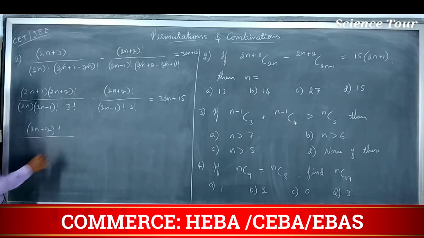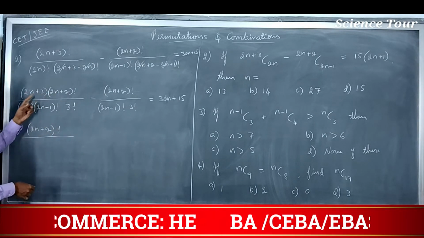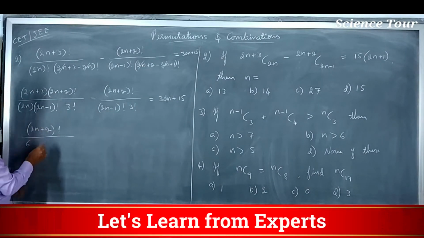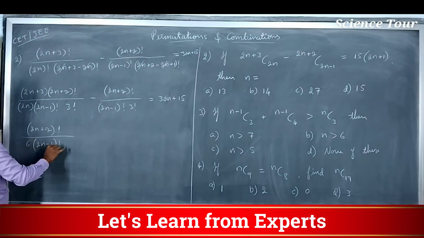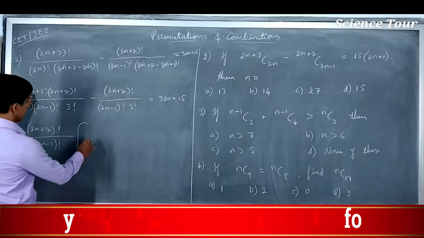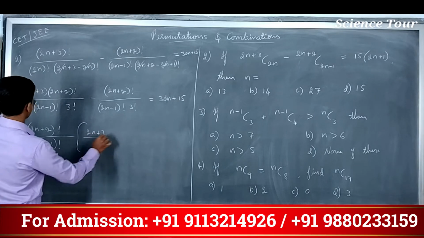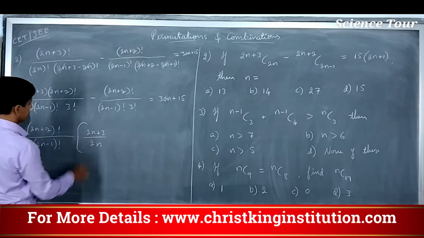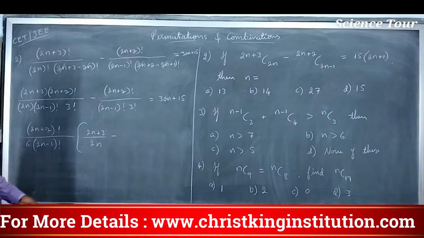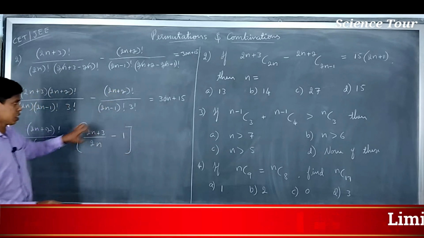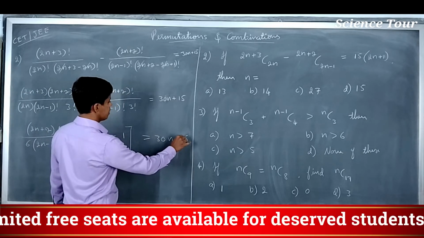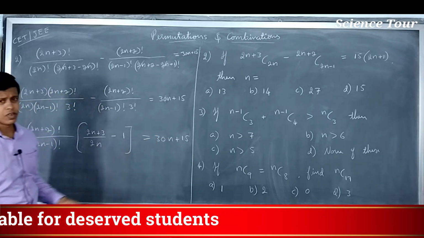Okay. Now, I am taking this common. Let me see what I can do with this later. So, divided by 6, 3 factorial, and then this is (2n-1) factorial. I am taking this common out of these two things. So what remains here is (2n+3) divided by 2n, right, and then over here basically nothing remains. So, 1 remains actually. So all the 3 things are out, into 1. Okay. Then that is equal to 30n plus 15. So we could take 15 out anyway.